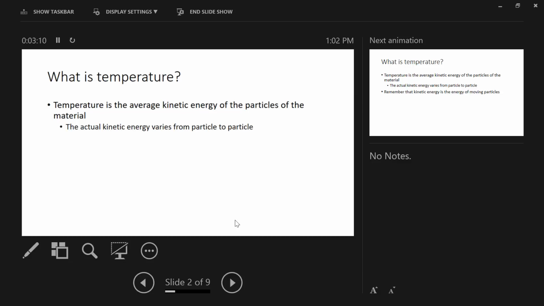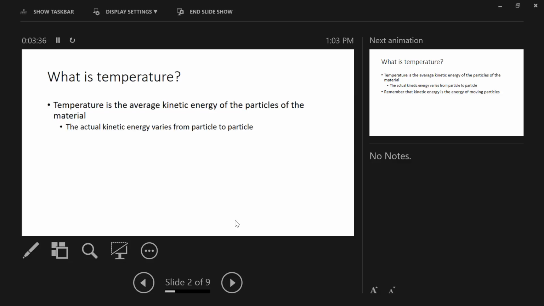You are very welcome. And so, again, the actual kinetic energy varies from particle to particle. So let's say, just for simplicity's sake, the entire material is made up of two particles. One of them has a kinetic energy of 5 joules. The other one has a kinetic energy of 1 joule.